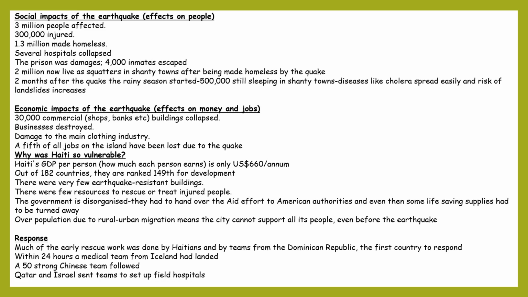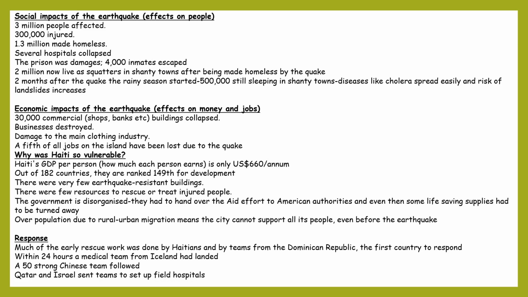There's no way you're going to have the money to make sure your home was earthquake proof. There's no way you're going to have the money to buy earthquake preparation kit. Just not going to have these things. Out of 182 countries, they're ranked 149th for development. So they're very, very poor, very much less developed than a lot of other countries in the world. Very few earthquake-resistant buildings. It costs money. There were few resources to treat injured people and rescue injured people. More people are going to die.